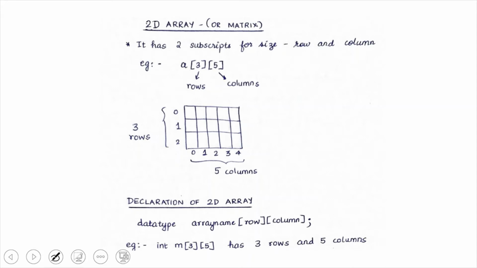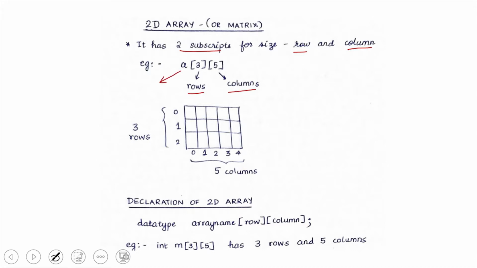In this video, we will study 2D arrays, also called matrices. As we have already studied, an array consists of one subscript, but a matrix consists of two subscripts. One is for the row and the second one is for the column. So the first subscript will be for the row and the second one will be for the column. And this will be the name of the matrix.